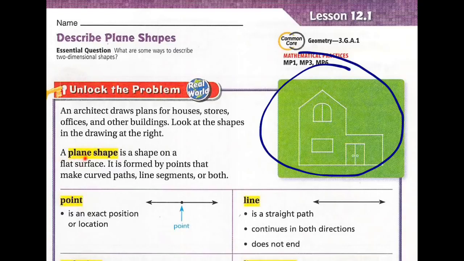A plane shape is a shape on a flat surface. It is formed by points that make curved paths, line segments, or both. Okay, point. This is a point. A point is an exact position or location, so it's kind of like a dot.